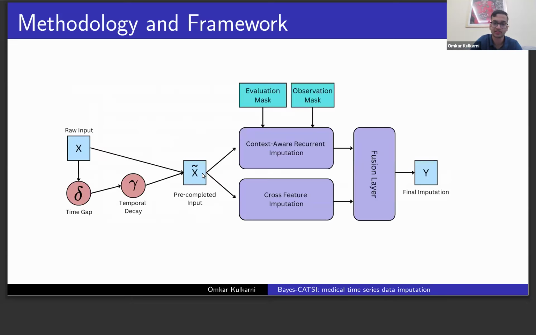So here is a summary of the overall framework of both the models, in which the raw input along with the temporal decay factor is used to generate the pre-completed input, which is then input into the context-aware recurrent imputation model and the cross-feature imputation model. The outputs from both are fused using the fusion layer, which outputs the final imputation.